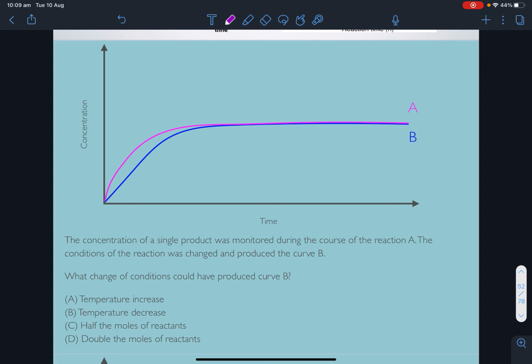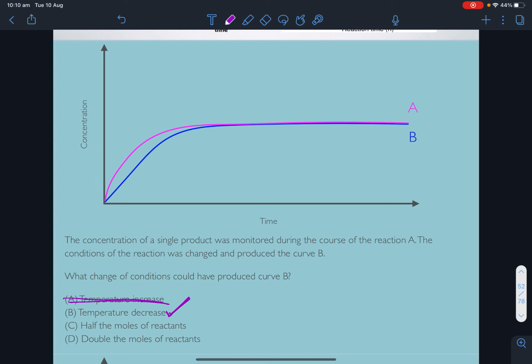Curve B is less steep than curve A. It happened at a slower rate, but it formed the same number of products. So to produce curve B, a temperature increase? Well, a temperature increase will increase the rate of reaction, and we've decreased it, so no. A temperature decrease will decrease the rate of reaction, so that one looks good.